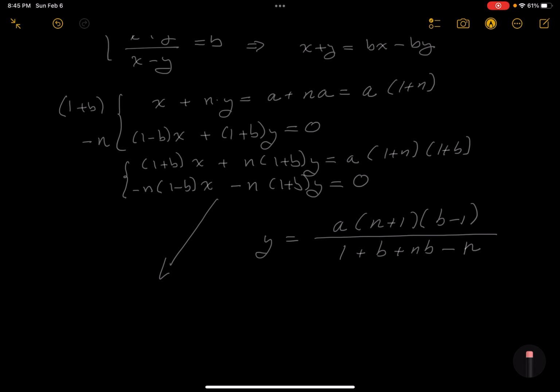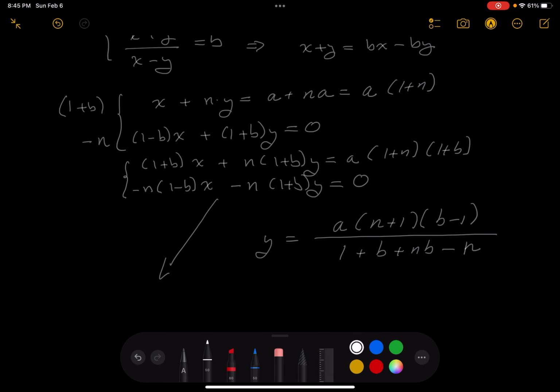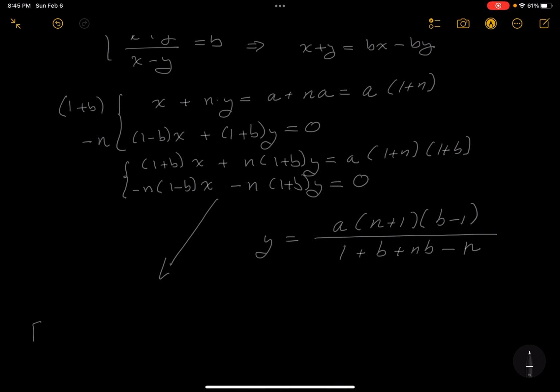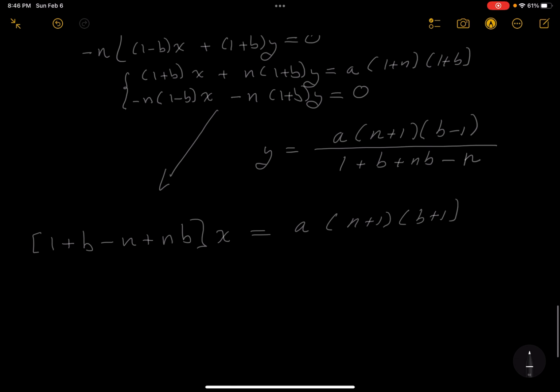And I'll be careful. And it's going to be the coefficient. Whoops, I got the eraser out still. The coefficient is going to be 1 plus b minus n plus nb x. And the y term is going to disappear. And then I get the right-hand side, when I add 0 plus that, a times 1 plus n, 1 plus b, is going to be a. I'm going to write it as n plus 1 now. I want to be more consistent. And b plus 1. And I think I can easily now solve for x.